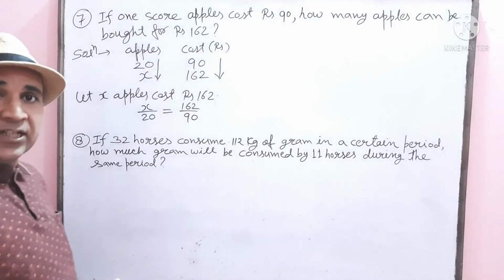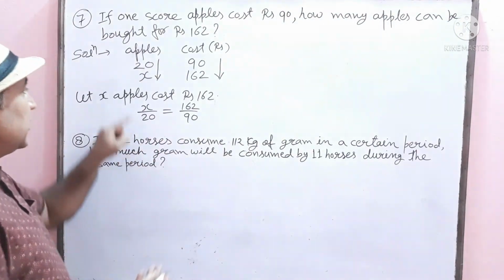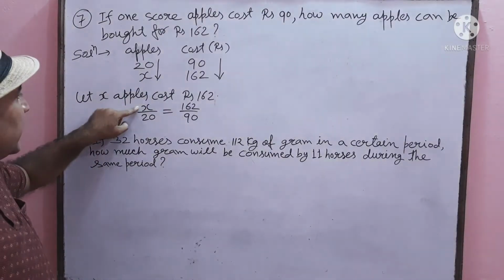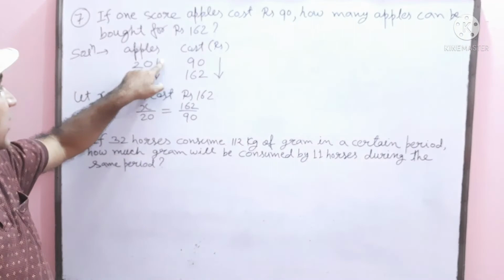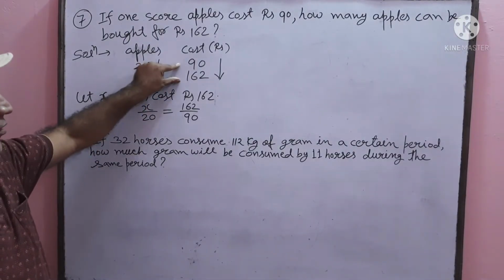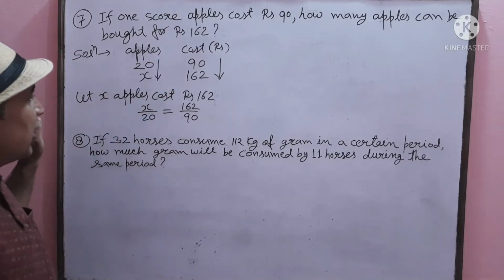I hope you have understood how to write the numbers in the case of direct variation. The number which is in the direction of arrowhead, that will be the numerator. The number which is in the direction of tail of the arrow, that will become the denominator. Same here also. 162 will be the numerator, 90 will be the denominator.